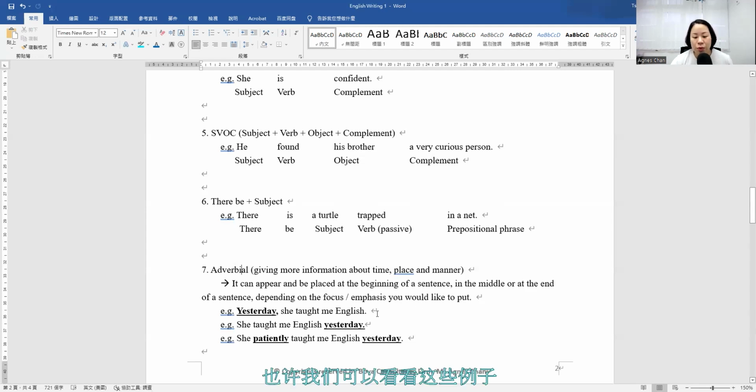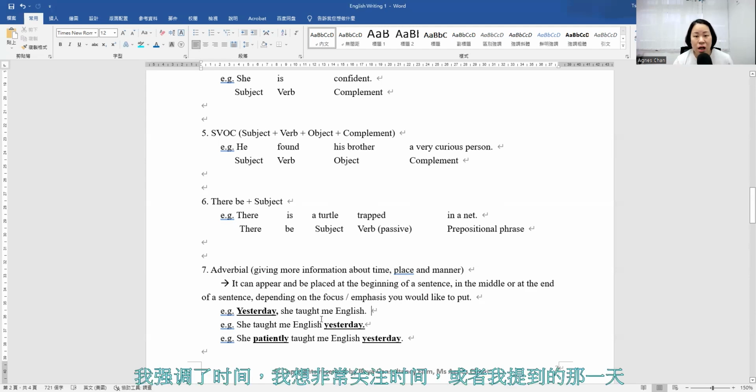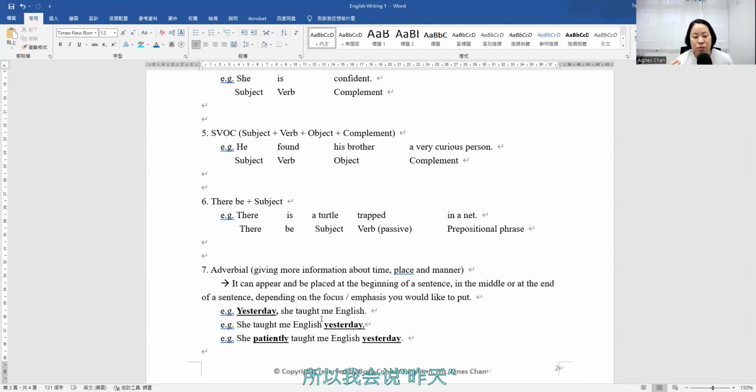Okay, so maybe we can have a look at these examples. So just like yesterday, because I highlight the time, I would like to focus so much on the time, or maybe the day that I am mentioning. Okay, so I would say yesterday she taught me English, but then I would say that this is unusual. Usually the word yesterday is put at the end, so just like the second sentence. Okay, she taught me English yesterday.